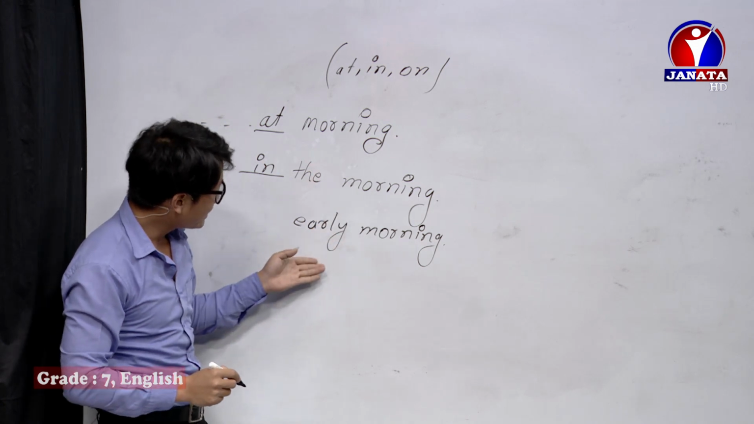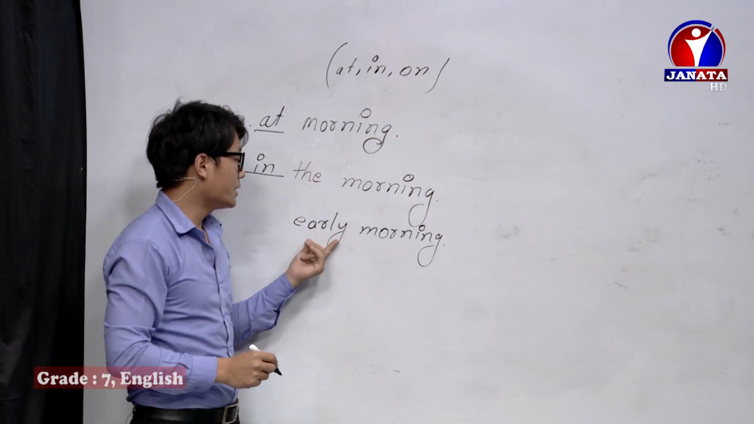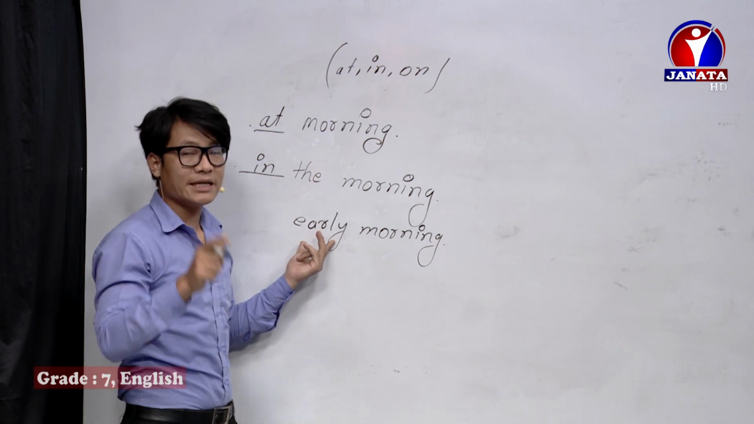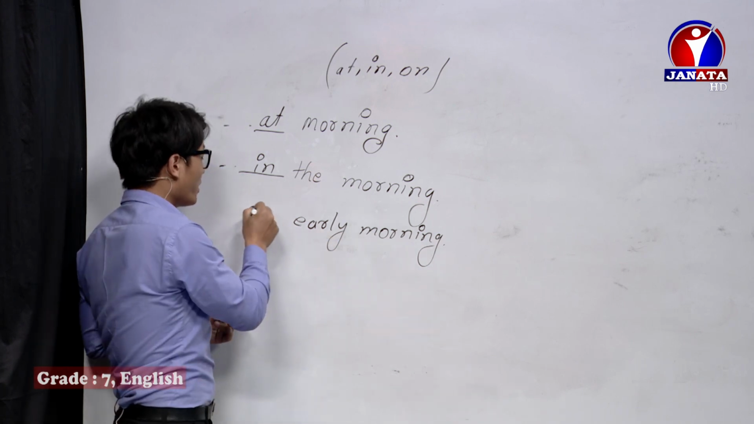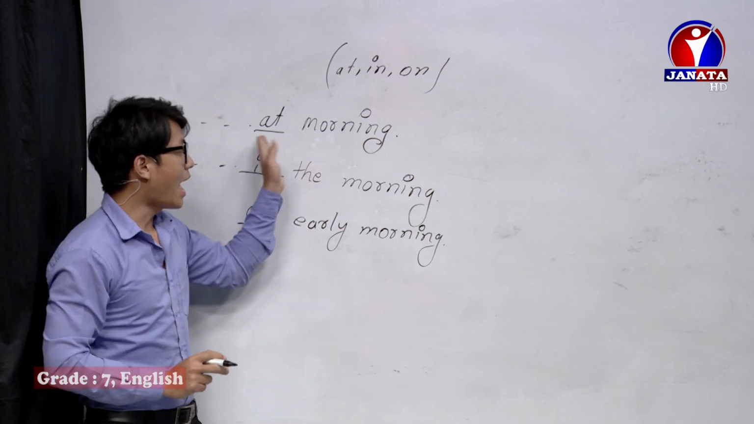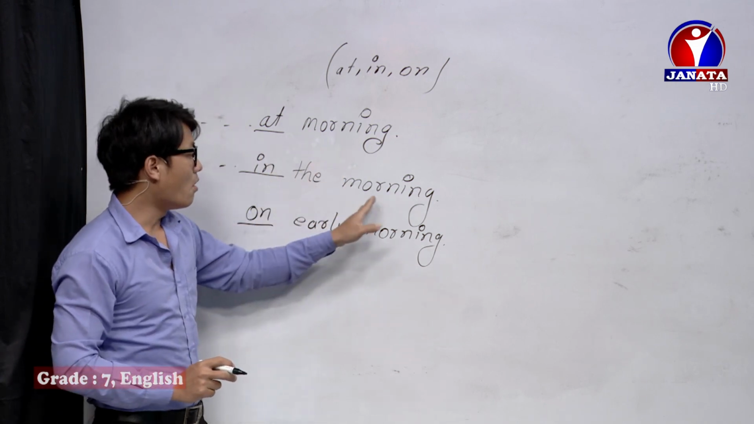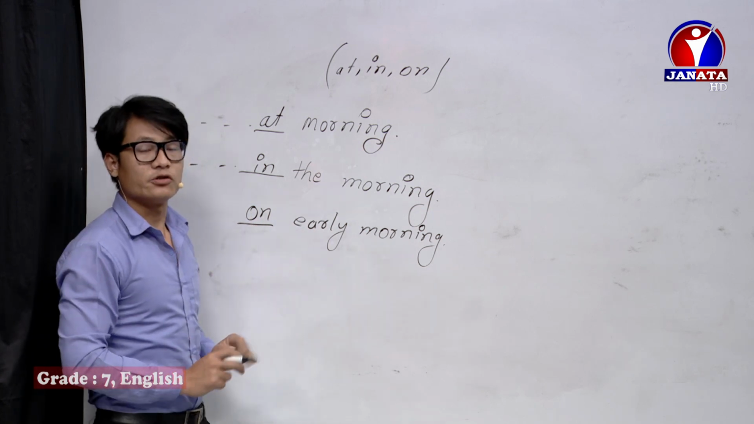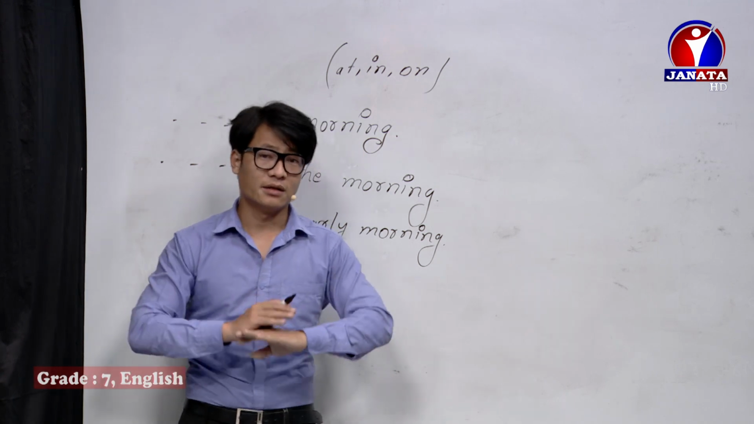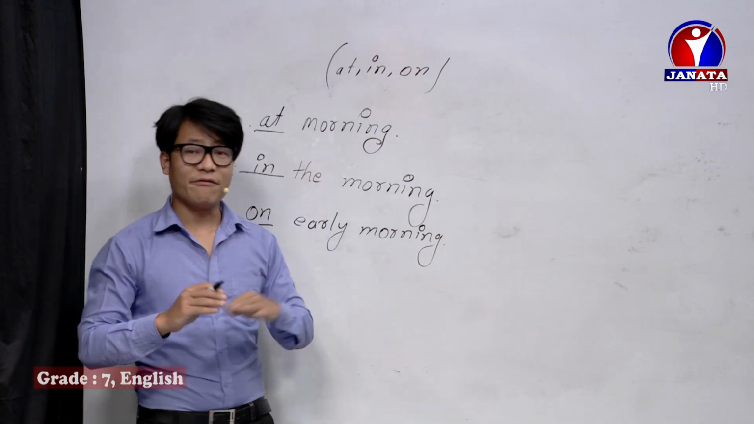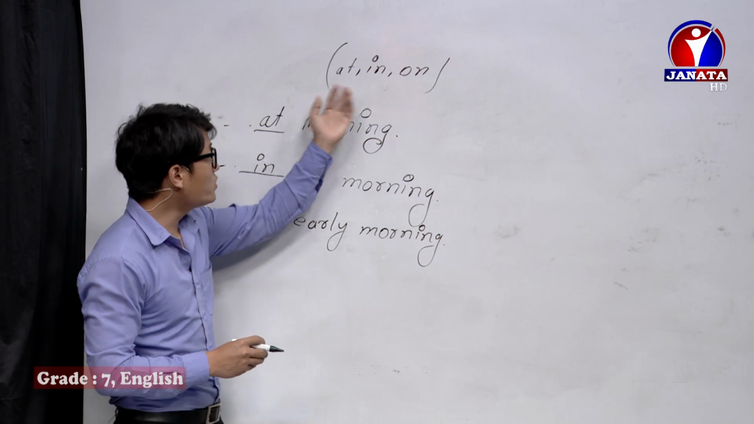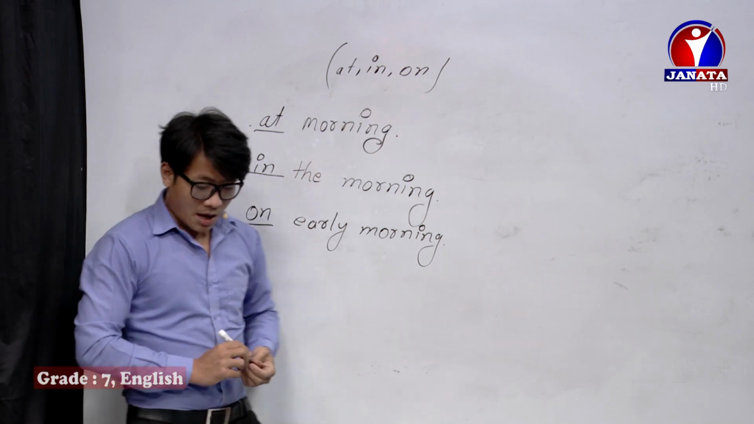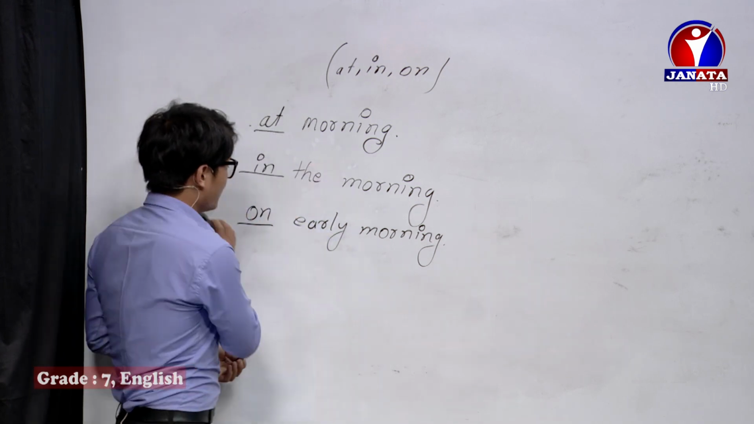And now see the last. Before morning there is early, and early is an adjective. When there is an adjective, we should use on. So, at morning, in the morning, on early morning. I hope now you don't have any questions. You don't have any obstacle while using these prepositions with the day breaks. Okay. Now let's have another practice.